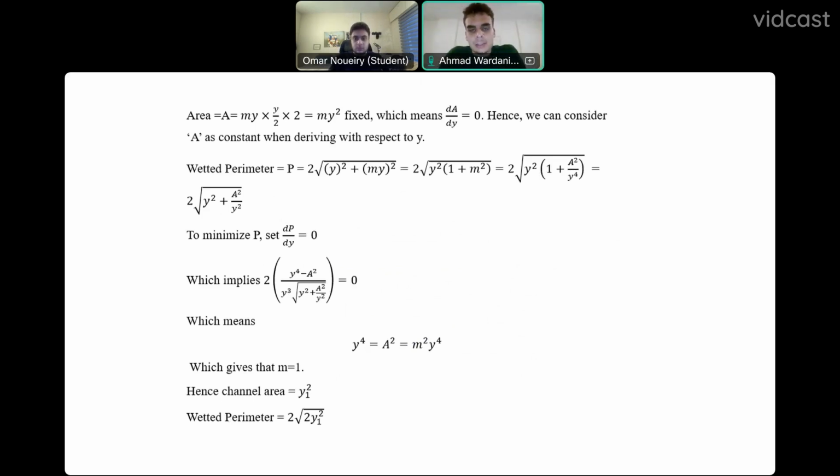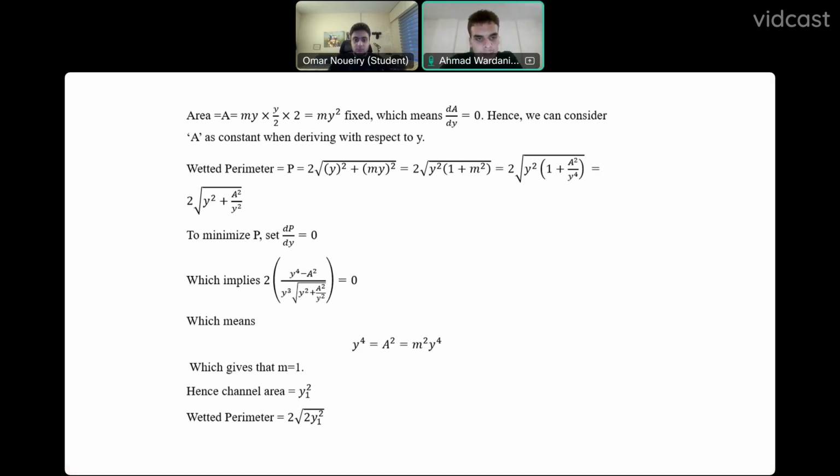And this value has to be fixed, which means that dA over dy is equal to 0, i.e. A is a constant deriving with respect to y. Now, the wetted perimeter P is equal to 2 times the square root of y squared plus m squared y squared. After simplification and writing m in terms of A and y, which would be A over y squared, we get that the perimeter is 2 multiplied by the square root of y squared plus A squared over y squared.